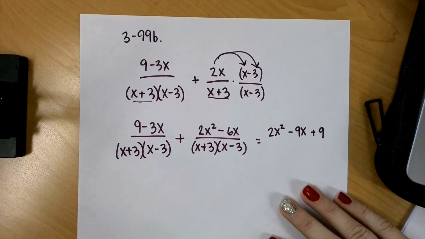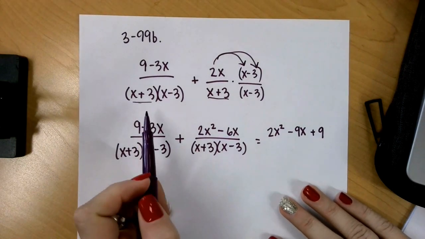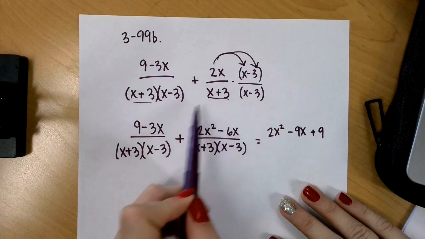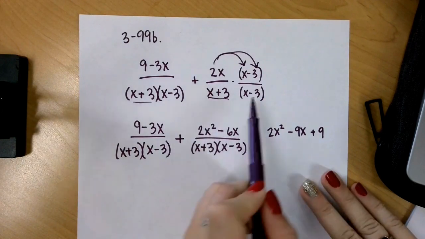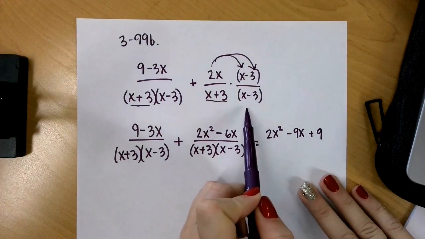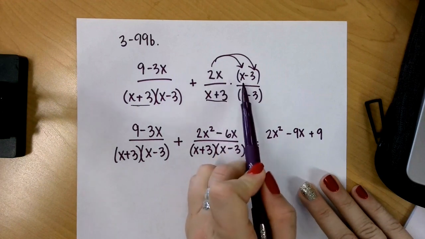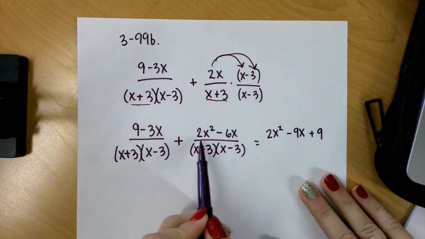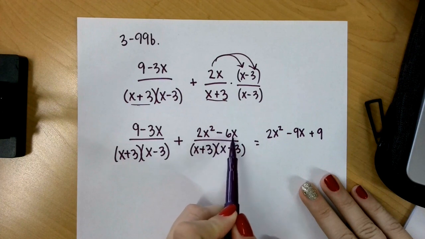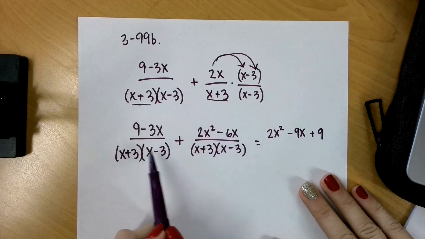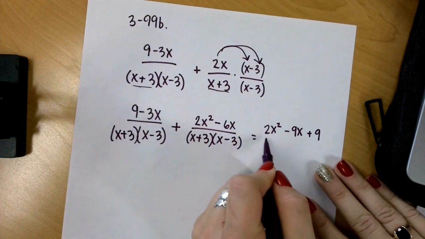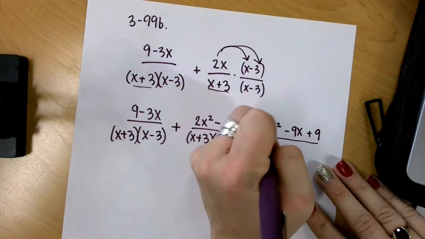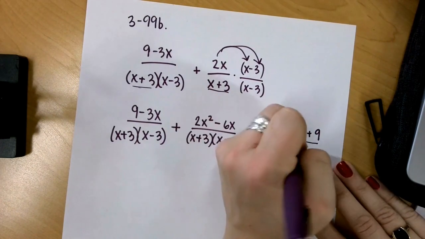3-99b is super similar to 3-99a. So the first thing that I noticed was that my second equation was missing the x minus 3. So I multiplied top and bottom by x minus 3. I had to distribute my 2x. So I ended up with 2x squared minus 6x. I just brought down my first part. Now I'm to the point where I'm combining like terms. And now I have that common denominator.